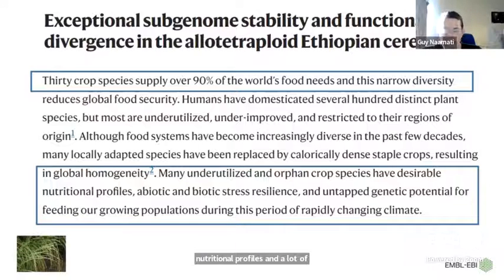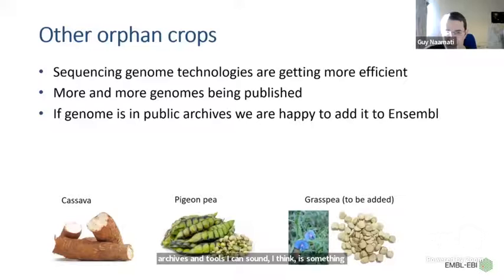So sequencing these crops and getting them into the archives and into tools like Ensembl is something that can be very useful for the community. This is something we're really trying to do, looking out for these orphan crops. The good news is that it's getting easier and cheaper to sequence them. A lot of them have been recently sequenced, and sequenced very well. A few that we have are cassava, pigeon pea, and grass pea, which I'm going to talk about in a bit, and which is still going to be added.